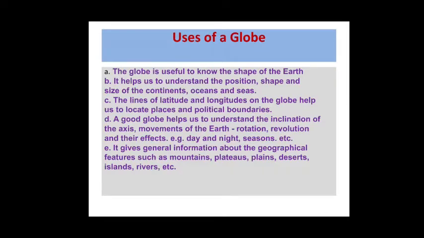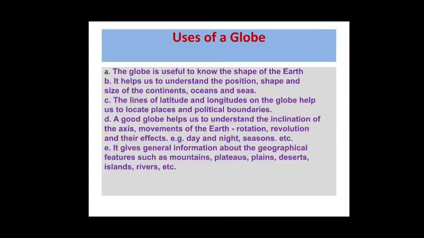So, what are the uses of the globe? The globe is useful to know the shape of the earth. Which shape? Only when we see the globe. All the teachers can show the globe. So, this is our earth, with all the continents and rivers on it. That's why it is useful to know the shape of the earth. Another use is that it helps us to understand the position, shape and size of the continents.